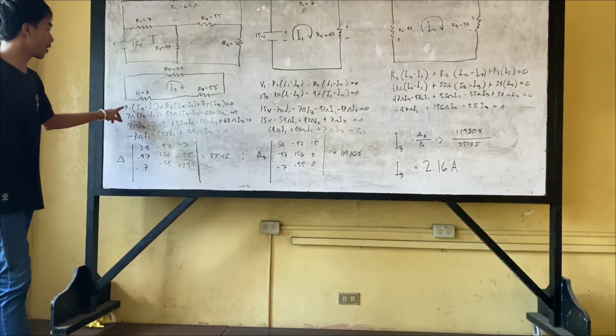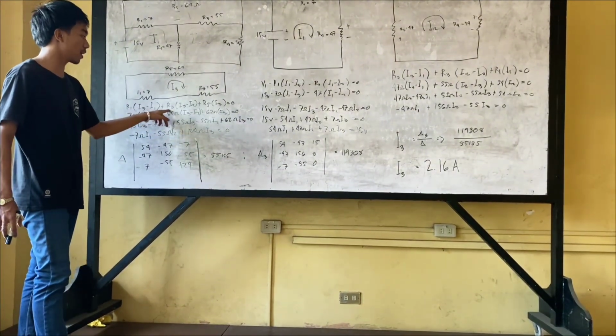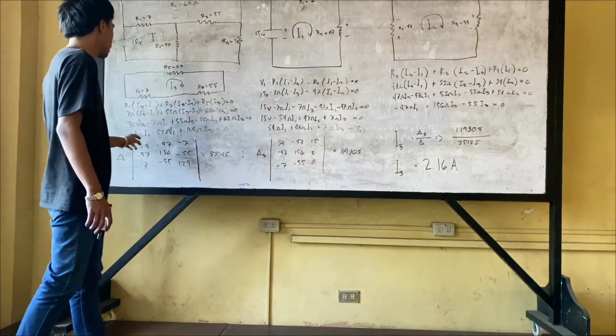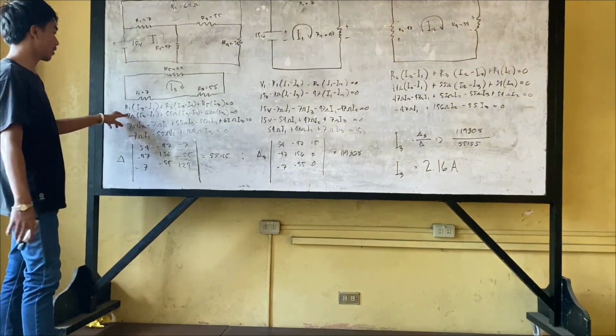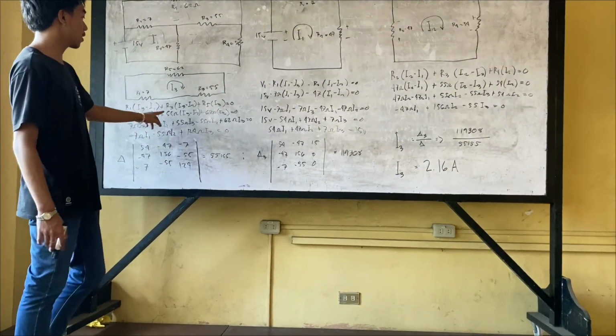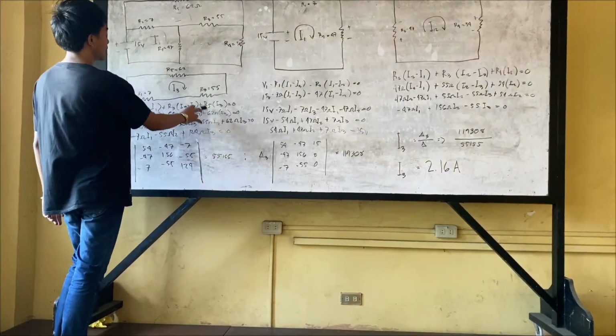So for our loop 3, the formula will be R1 times I3 minus I1 plus R3 times I3 minus I2 plus R5 times I3. So we will plug in our resistance. So our R1 is 7 ohms, for R3 it is 55 ohms, and for our R5 is 62 ohms.